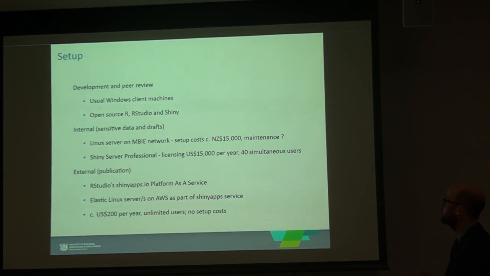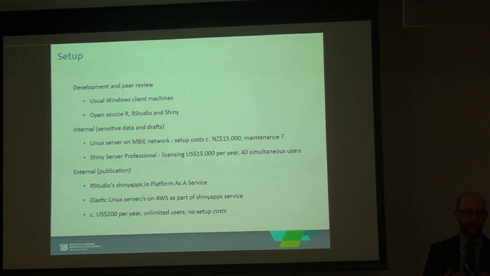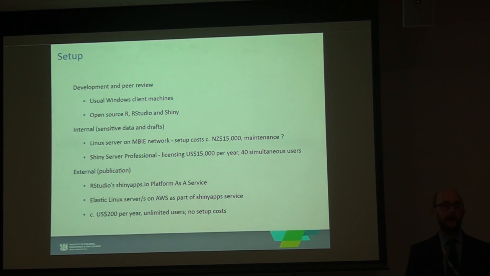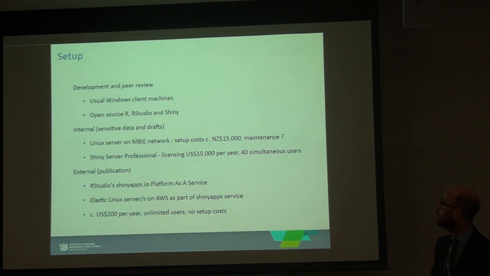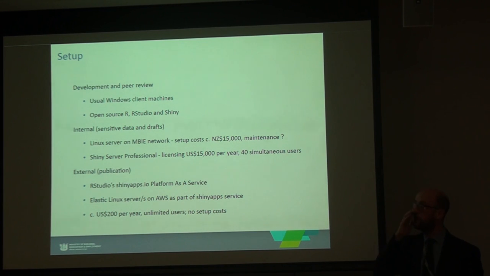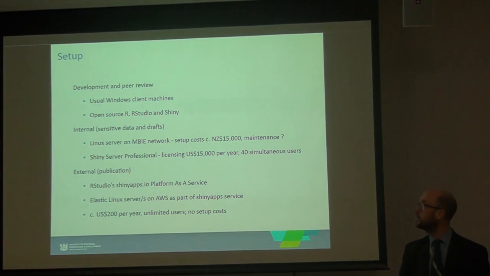In terms of the actual solution, for anyone who's thinking about doing one of these for a government department, what we've ended up with is three different ways of doing this. Development just takes place on my team's computers, which are just Windows machines, bog standard government office computers. They use open source R, RStudio, and the open source version of Shiny, straight off CRAN. For our internal apps, we set up this Linux server, and doing that cost about $15,000 for the actual setup, and maintenance is a few $1,000s a year.